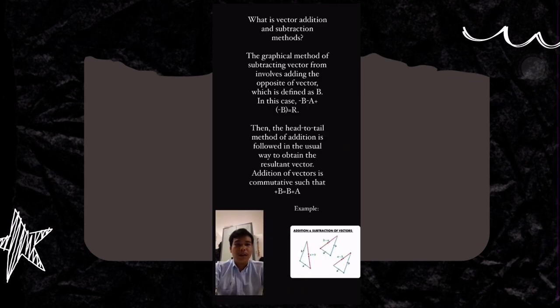What is the vector addition and subtraction method? The graphical method of subtracting a vector involves adding the opposite of the vector, which is defined as negative b. In this case, a minus b equals a plus negative b equals r, then the head to tail method of addition is followed in the usual way to obtain the resultant vector. Addition of vectors is commutative, such that a plus b equals b plus a.